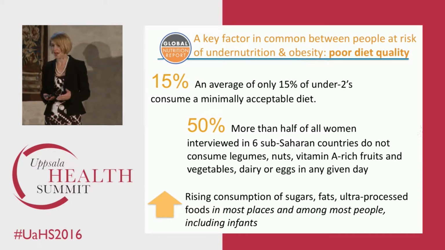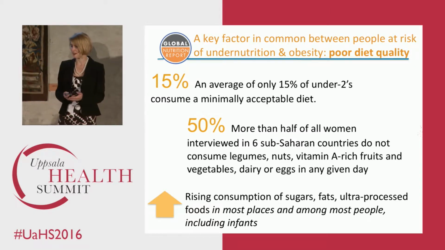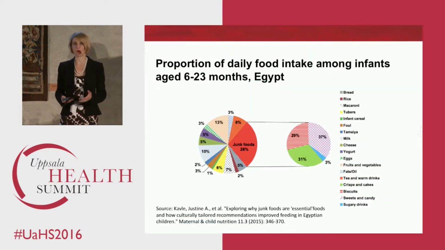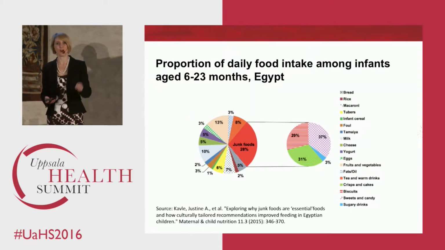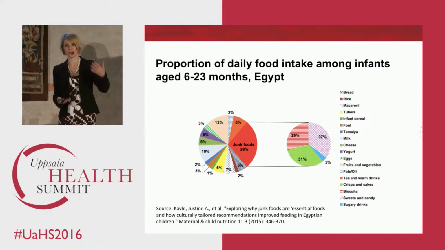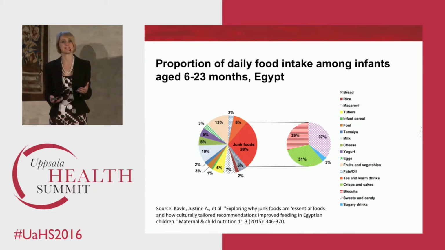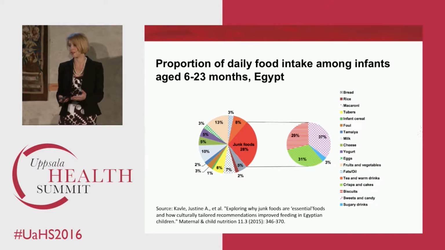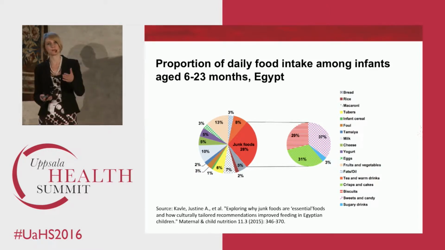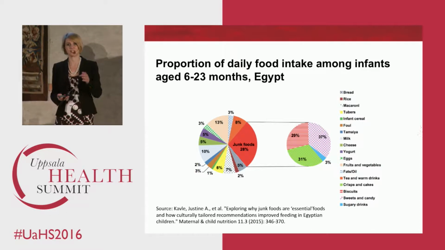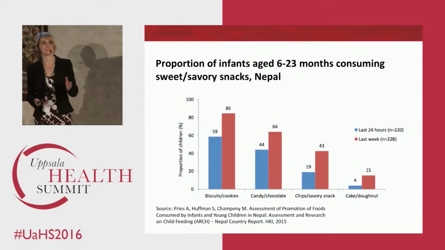And of course, I don't need to give you the data on rising consumption of sugars, fats, and ultra-processed food, which we see everywhere. We see this rise of junk food everywhere, not just in the West. This is some recent data from Egypt, from Upper and Lower Egypt, where kids are at risk of undernutrition, showing that 30% of the diet of those kids is made up by what this academic paper defines as junk food. This is data from Nepal.